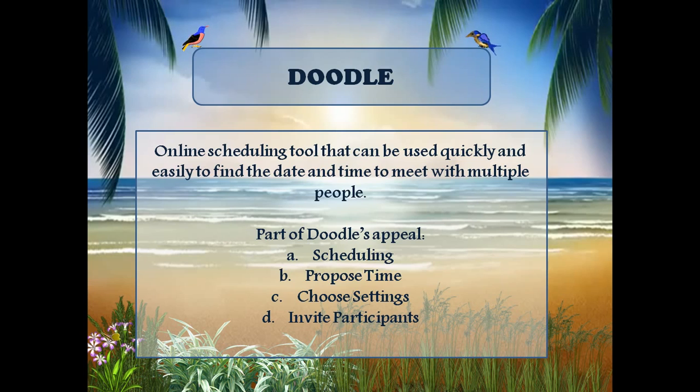For the scheduling, we can input our data, maybe the date, or the place, etc. And for propose time, we can input the specific time and the objective of the scheduling or meeting. And the third is choose settings. There are multiple choices in there, so we can input some data. And the last is invite participants. We can invite the people we want to meet.